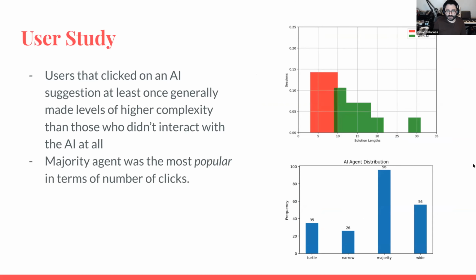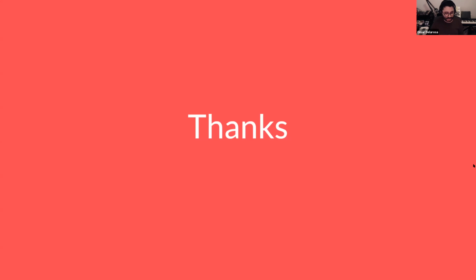We found that users that clicked on an AI suggestion at least once generally made levels of higher complexity than those that didn't interact with the AI at all. The majority agent was also the most popular. This is the ensembling of the other results. And this could be because it simply gets the best of all worlds. So it has a little bit of a bias toward picking the best just by its design.